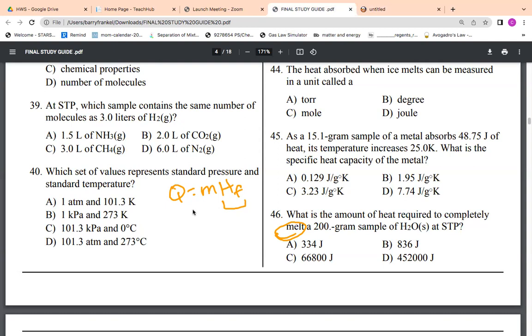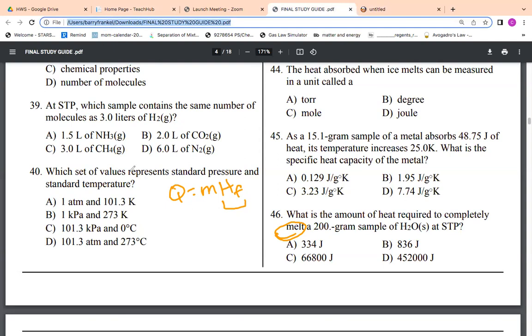Alrighty. So we just basically plug everything in. So what is the amount of heat? That's Q. We're solving for Q. Our mass is 200 grams, and we just saw that our heat of fusion is 334. This comes out when you multiply them to 66,800 joules. So that is how much heat it takes to melt a 200-gram sample of ice or solid water.